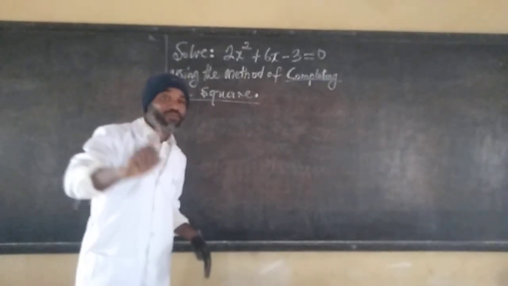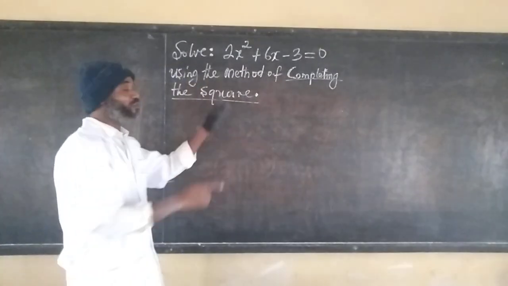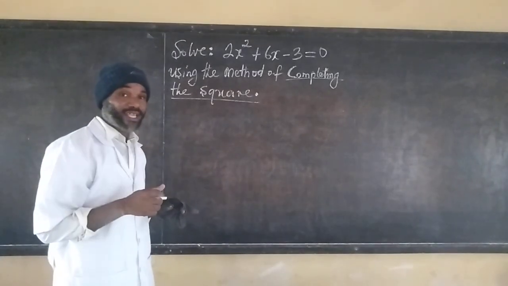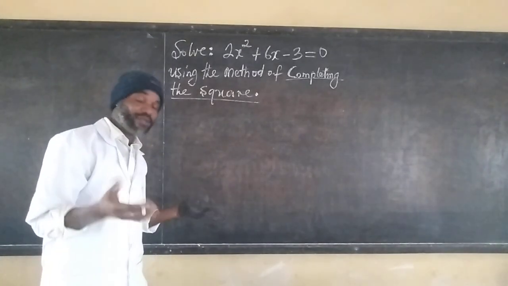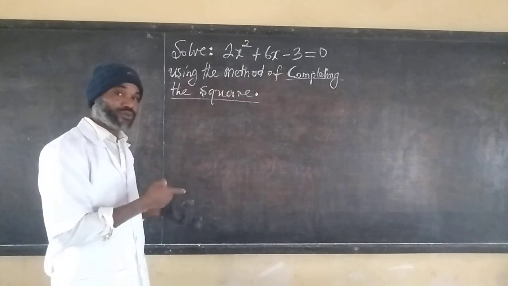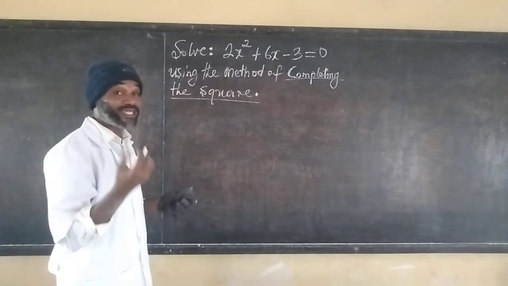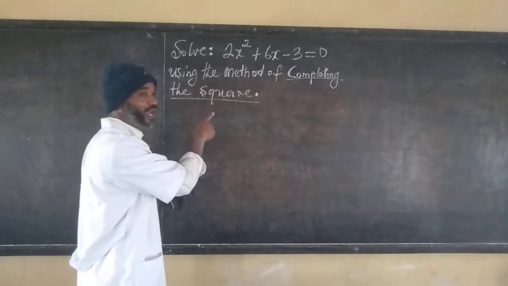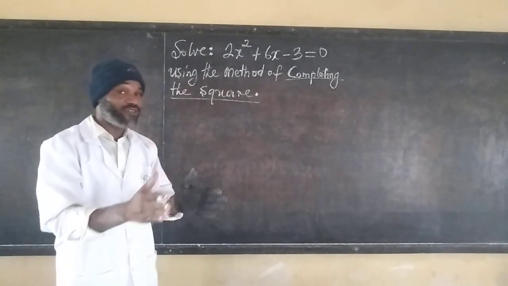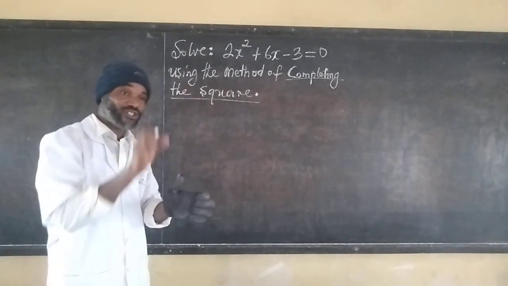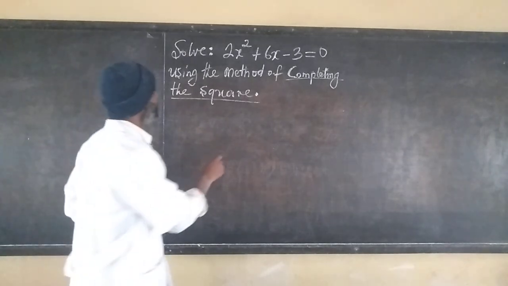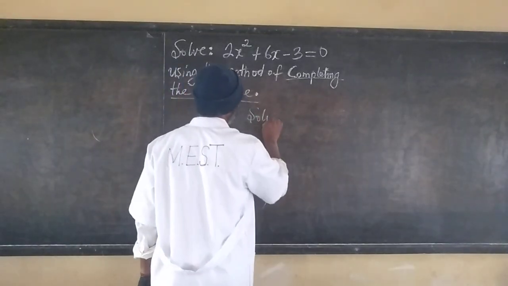If you use any method to solve this, apart from the method given to you, some marks may be deducted because you did not obey the simple instruction: using the method of completing the square. So a condition has been given. Obey it, stick to it, and solve as much as you can. All right, so let's begin. Solution.